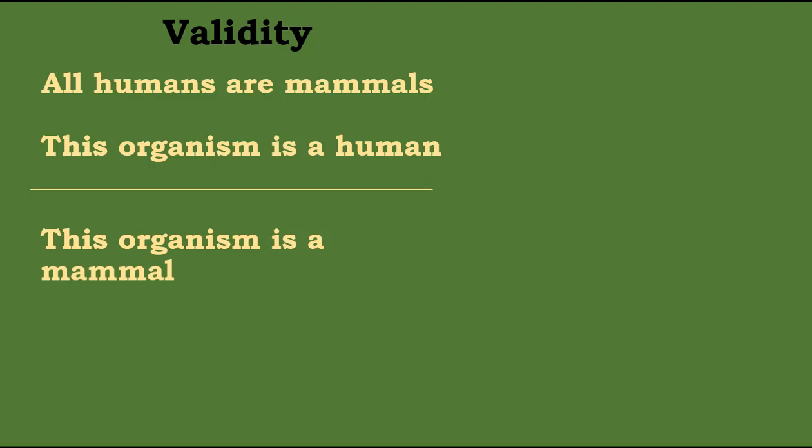So, let's see this argument. Two premises and one conclusion. The two premises are: all humans are mammals, and this organism is a human. Conclusion: this organism is a mammal. So we need to assume that the first two premises are true. We don't test whether they are true or not. For validity, we only assume they are true. Now, does the conclusion follow from the two premises if the two premises are true?